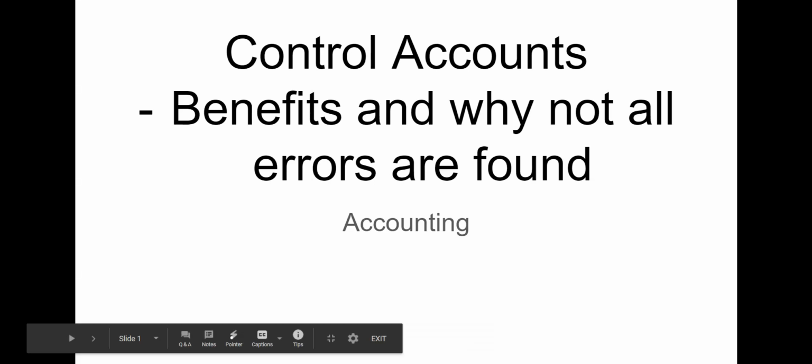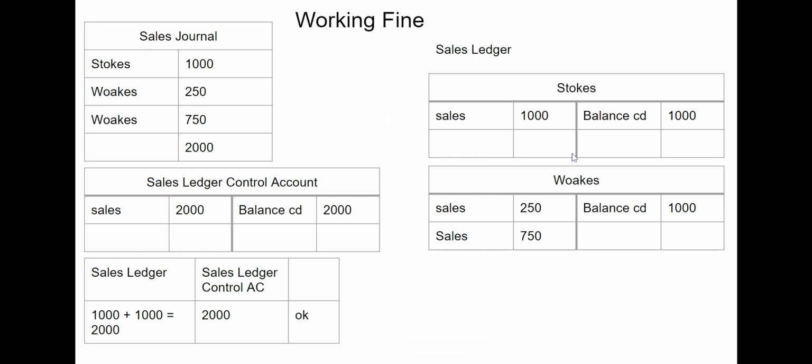Very quickly going to look at control accounts, benefits, and why errors might not be found. Okay, first of all, here's an example of a system working fine. I've made an assumption it's a brand new company, and therefore the only thing that's happened is credit sales. One of the important things to note, this system is for credit sales and not cash sales.